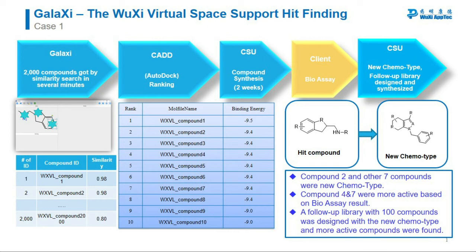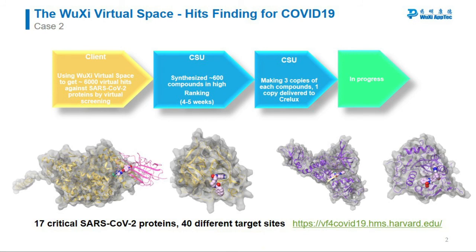Then we designed a follow-up library with 100 compounds on the new chemotype, and delivered these compounds to our client for further studies. This is just an example of how our virtual space supports our clients in hit finding.